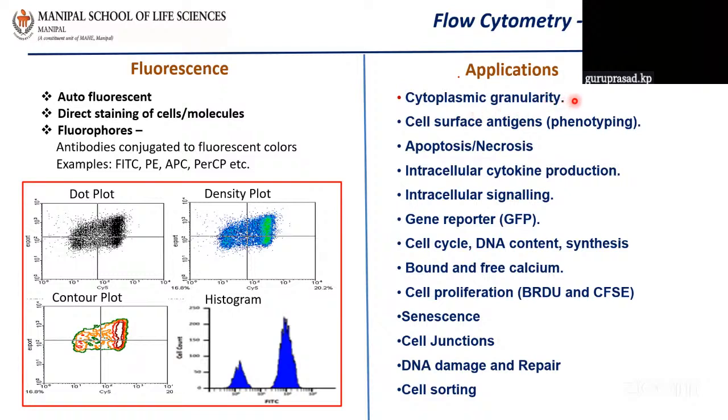Why is cytoplasmic granularity important? Cells may be agranular or granular, so you can identify that. Or someone may be doing nanoparticle experiments. I'm giving one example: they take one kind of cell and run it in the machine. The cells show a signal, maybe lower. So you take a side scatter because you are looking at granularity.